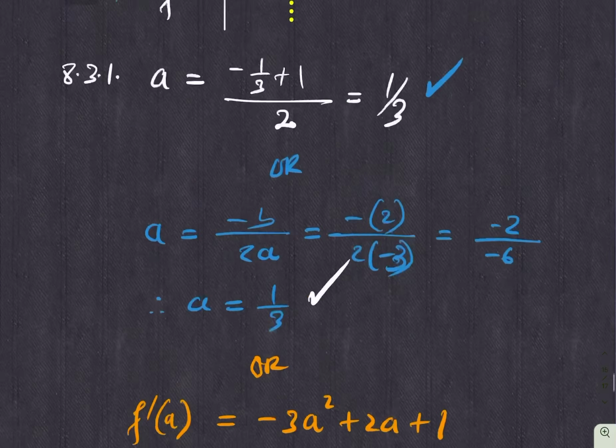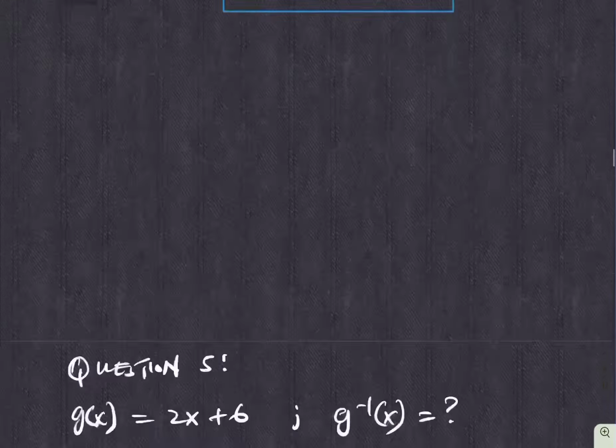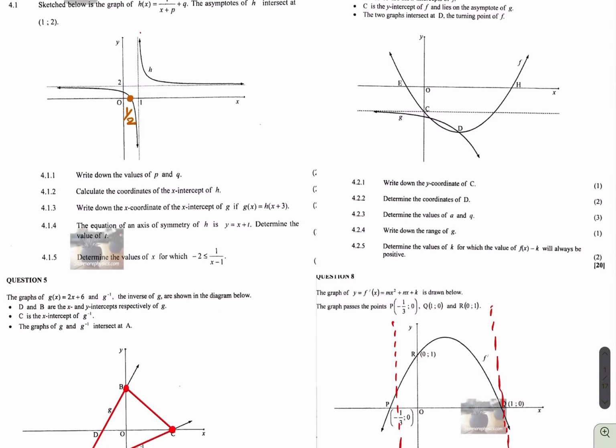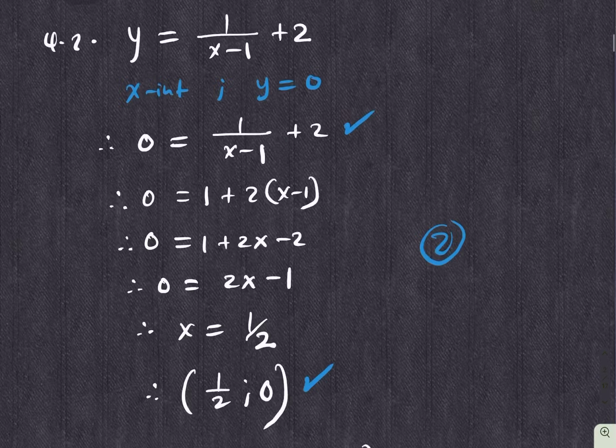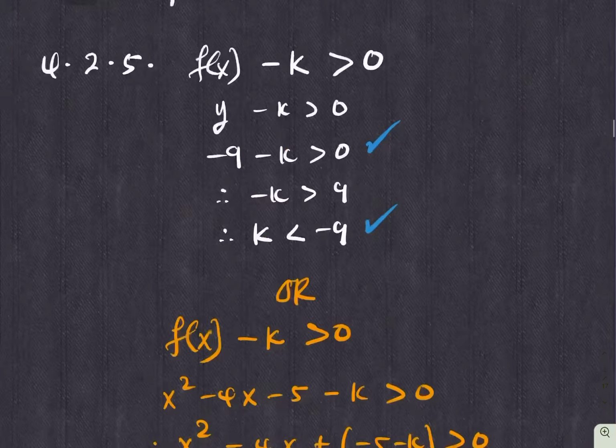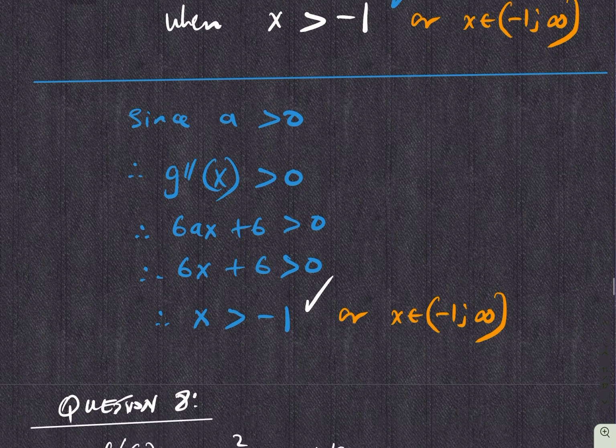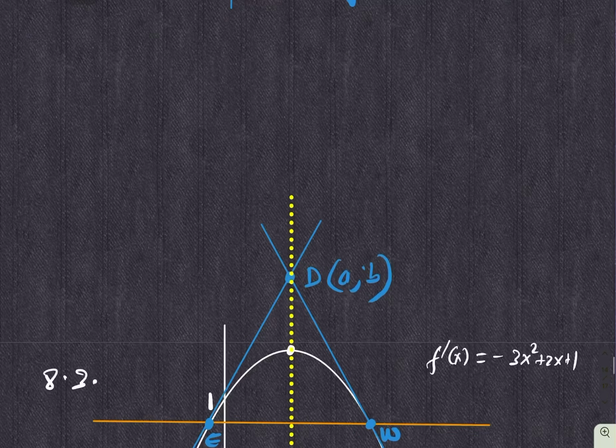8.3.2. I guess this is the last question, guys. We've been here for years now. Determine the values of B for which H and G will no longer be a tangent to that graph. Okay, the values of B.